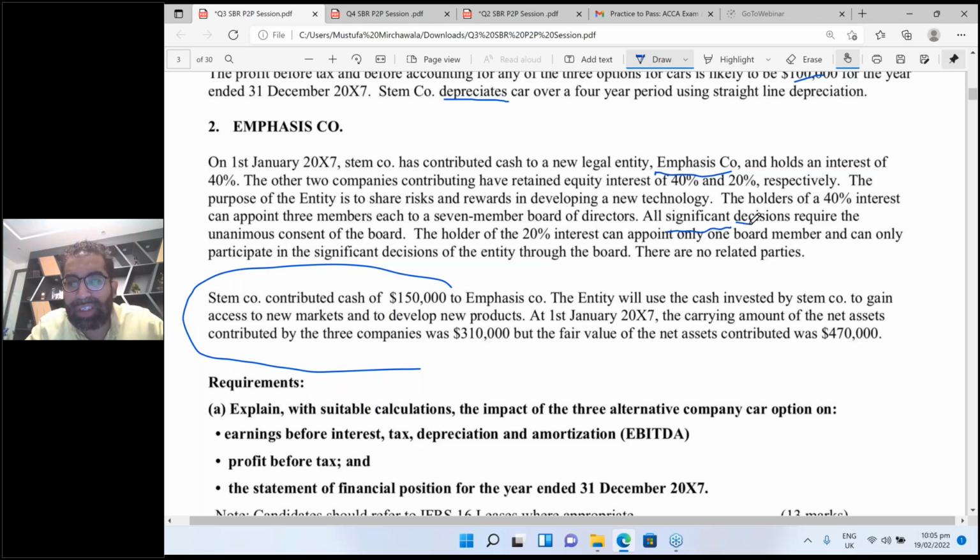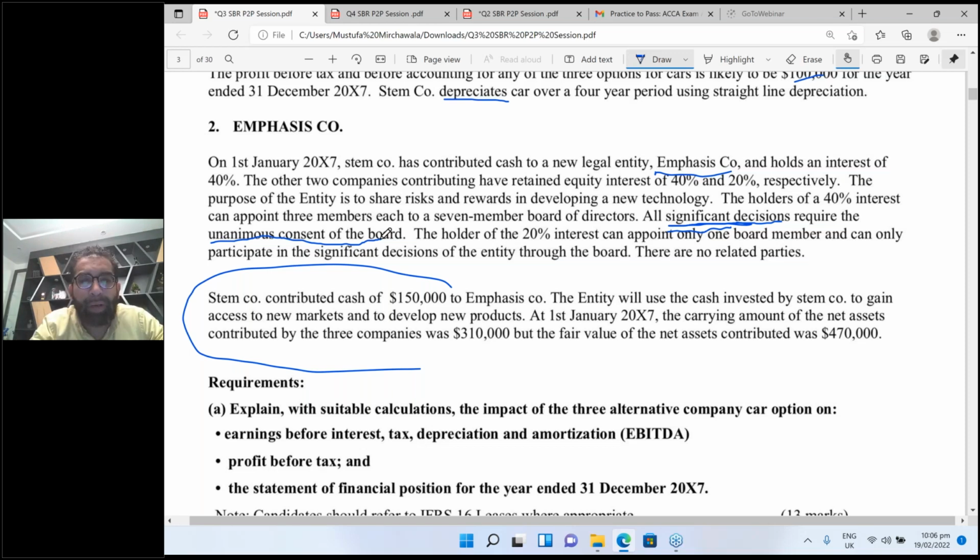All significant decisions, the real decisions, require the unanimous consent of the board. That's it. Now put all the legal holdings in the dustbin. This is the real word. All seven board members must give a vote for decision making. That means all three have joint control. It's a proper joint control.